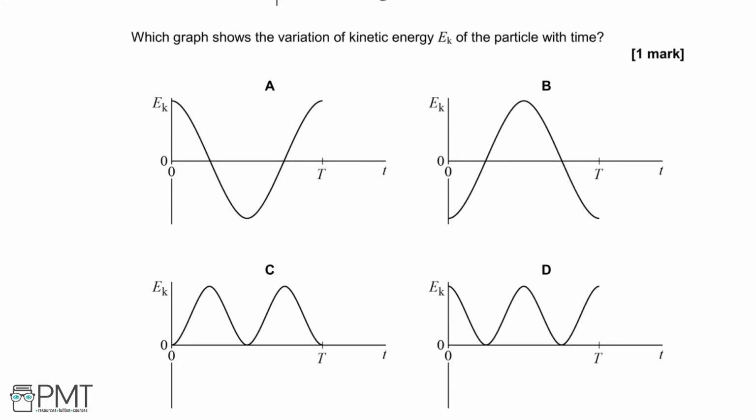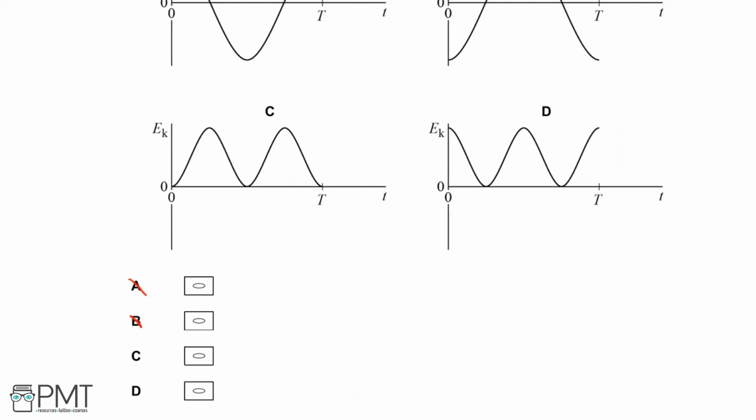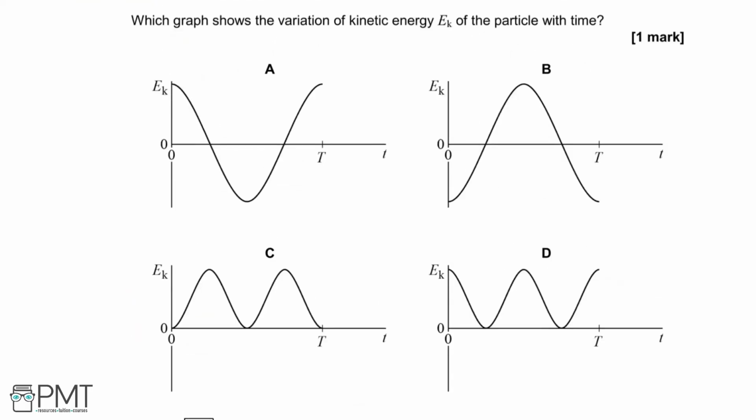Now the first thing to say, straight off the bat, is that kinetic energy cannot be a negative value, so the answer cannot be A or B. You'll notice both of those graphs have negative regions. So we're looking at either C or D here. So let's go back to the graph.